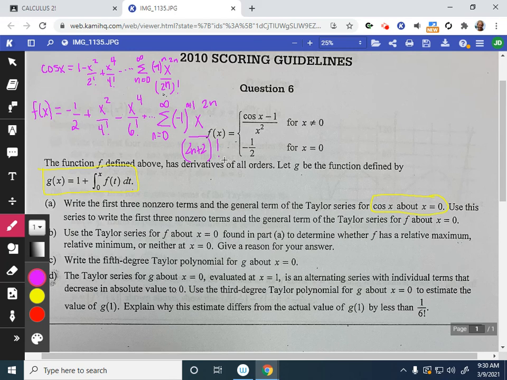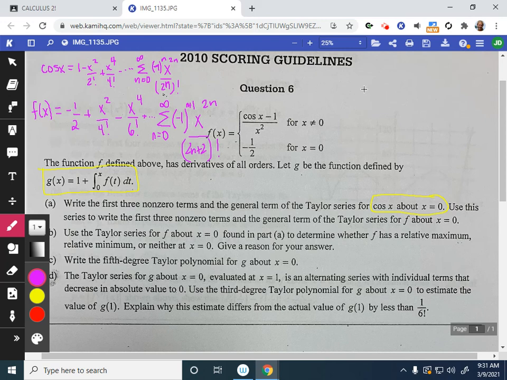Okay. Part B. Use the Taylor series for f found in Part A to determine whether f has a relative max, relative min, or neither at x equals 0. Give a reason for your answer. Wow. So if I want to know if something has a min or a max, I want to know if the first derivative is positive or negative, first of all, or equals 0.